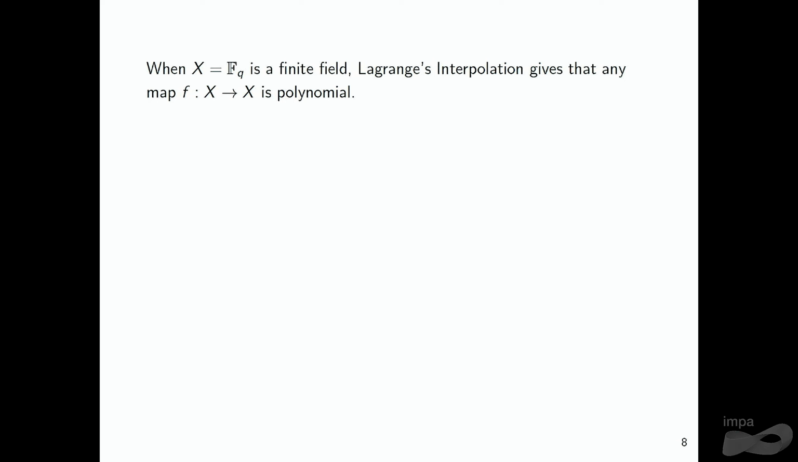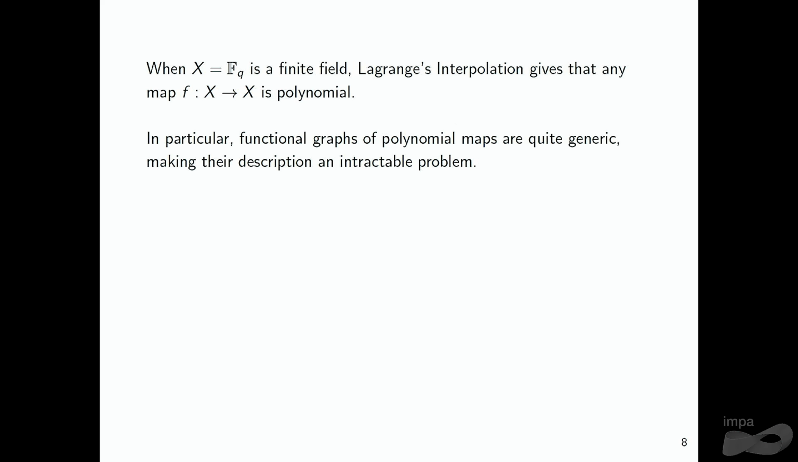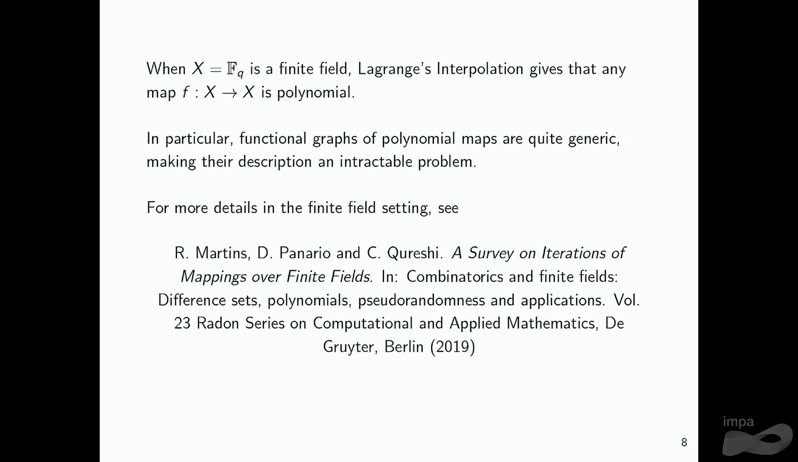Now I'll just give some comments on the case when X is a finite field. So if we take an arbitrary map from FQ to itself, FQ is a finite set, and it is also a field, right? So if we apply Lagrange interpolation, any map is polynomial. This is why discussing polynomial maps is already hard, because it can be any function from the set FQ. And here is a survey for those who are interested. There are many discussions on progress of this subject in the finite field setting.